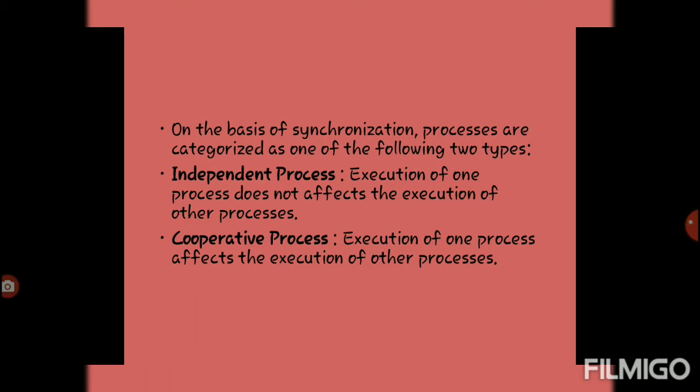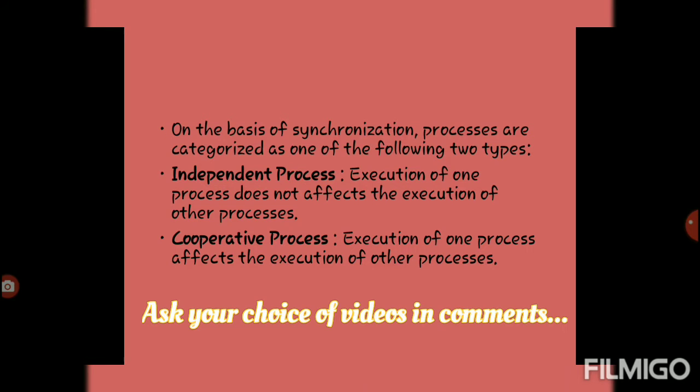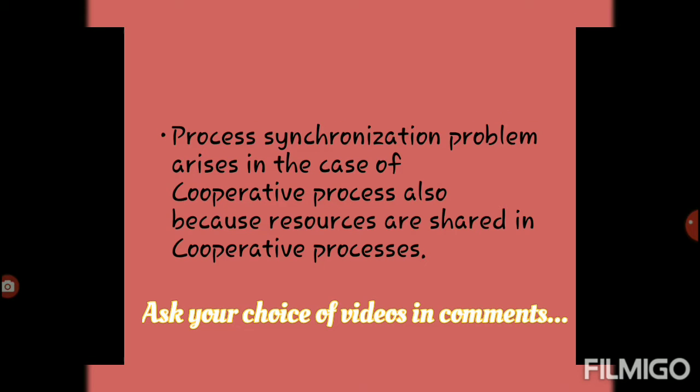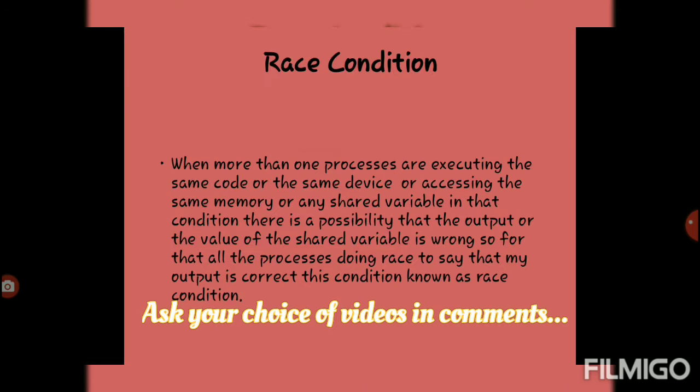The processes are categorized into two types: independent processes and cooperative processes. There is no problem with independent processes because they are exclusive; there is no connection or sharing between the processes running. But in the case of cooperative processes, the execution of one process will surely affect the execution of another process. When cooperative processes are handled in a system, only then does the process synchronization problem occur.